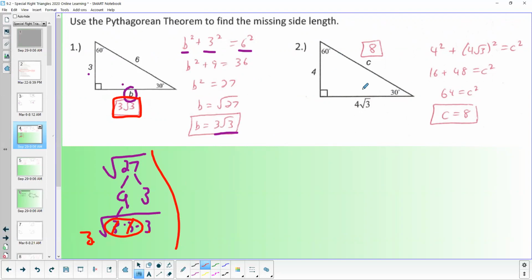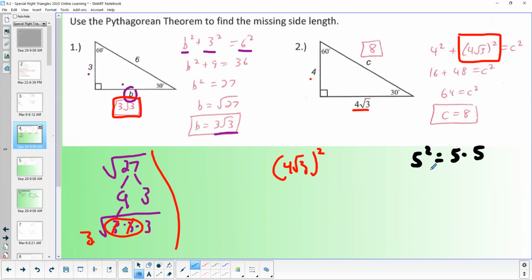We repeat the same process on number 2. We have 4 squared plus 4 root 3 squared equals 8 squared. I do want to look at this particular part of the Pythagorean theorem because we did not spend a ton of time on this prior to break. You end up getting 4 root 3 squared, and that's going to require a little bit of simplification when you multiply these out. Something to keep in mind when squaring something, you are multiplying that number times itself. So 5 squared is equal to 5 times 5. X squared is equal to x times x. And so 4 root 3 squared is equal to 4 root 3 times 4 root 3.